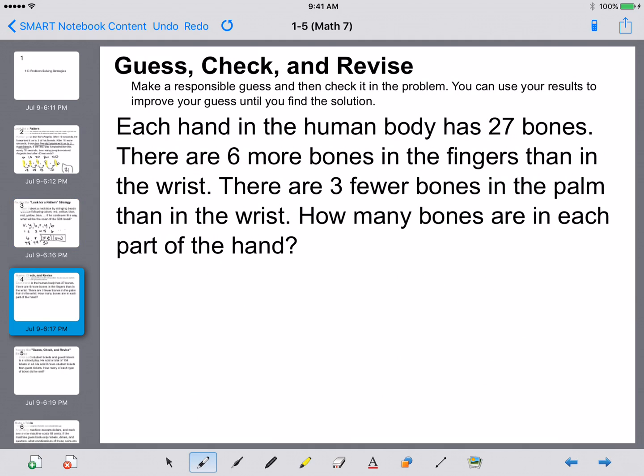Our next method that you can try is the guess, check, and revise. And that says to make a responsible guess and then check it in the problem. You can use the results to improve your guess until you find the solution.